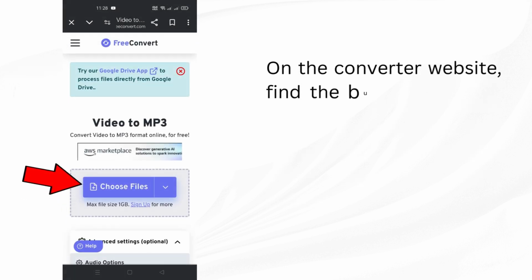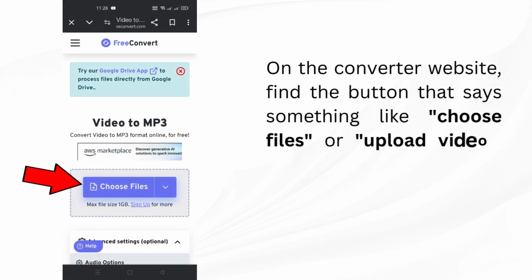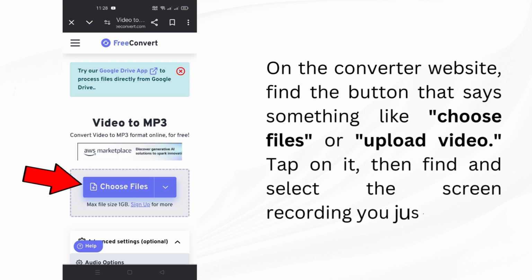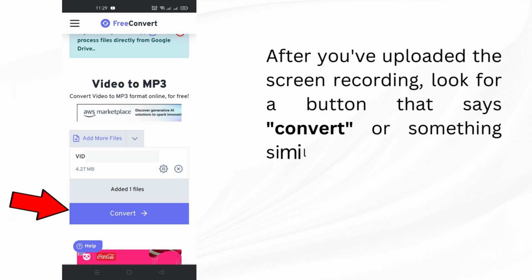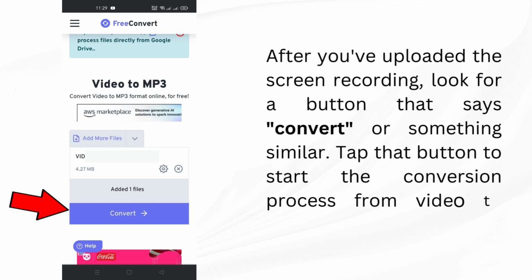On the converter website, find the button that says something like Choose Files or Upload Video. Tap on it, then find and select the screen recording you just made. After you've uploaded the screen recording, look for a button that says Convert or something similar. Tap that button to start the conversion process from video to MP3.